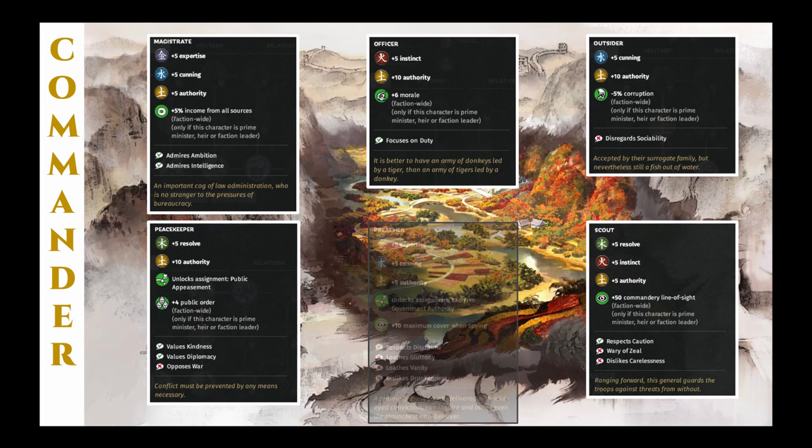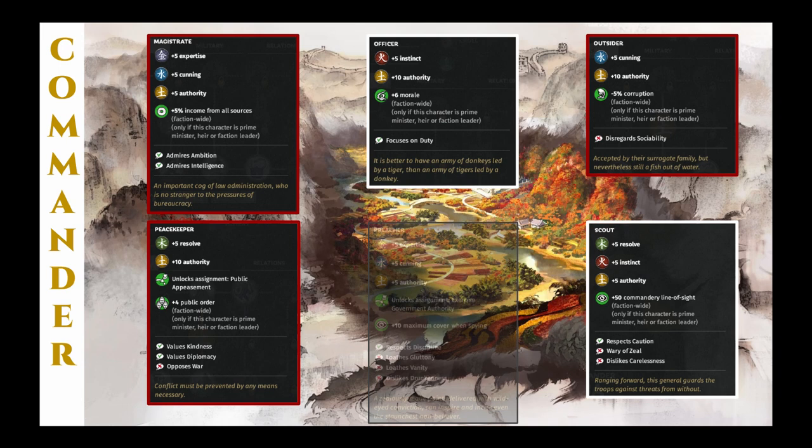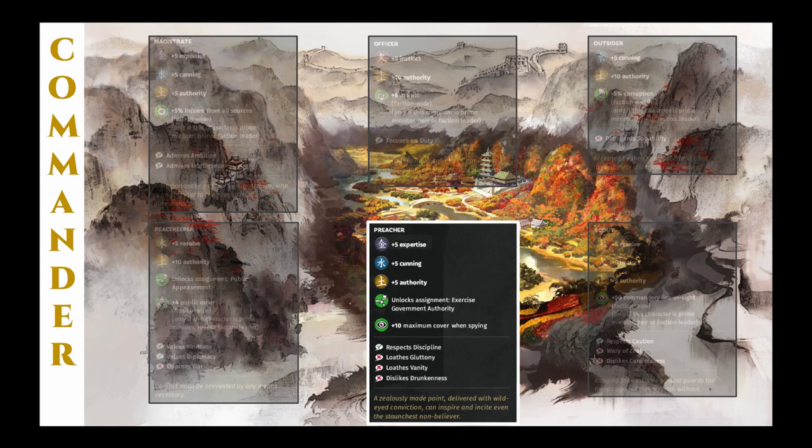Lastly, we have the Scout background, which adds 50 line of sight to your commandery. While the Fog of War in this game is a bit oppressive, I don't think this is a game relevant bonus. More likely, the developers just threw this bonus in here for thematic reasons, as the background is called Scout. Out of all these, I would recommend the Magistrate, Outsider, and Peacekeeper. And since commanders are naturally the best for Prime Minister, Heir, and Faction Leader roles, these three backgrounds are particularly great choices.